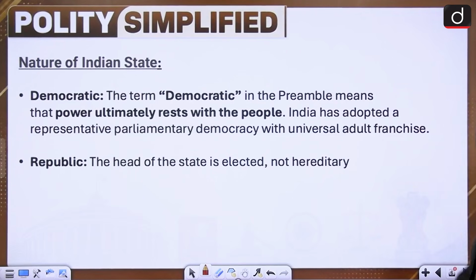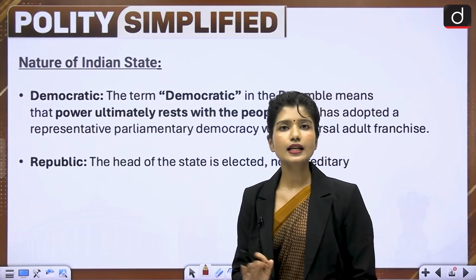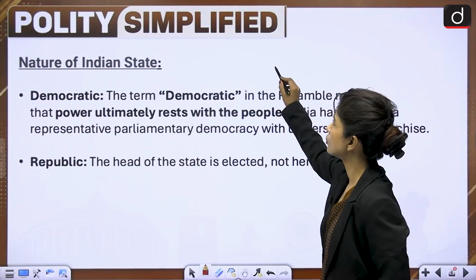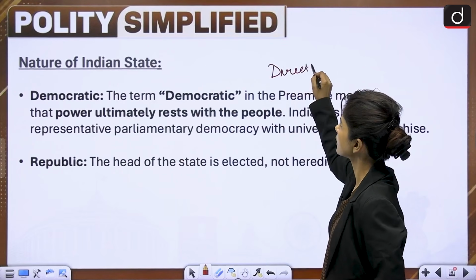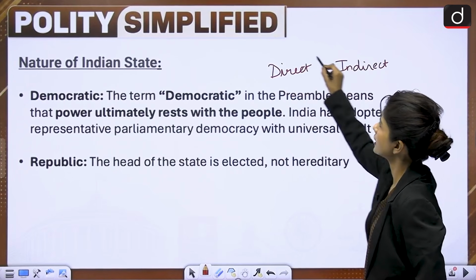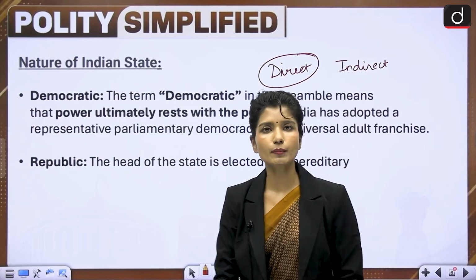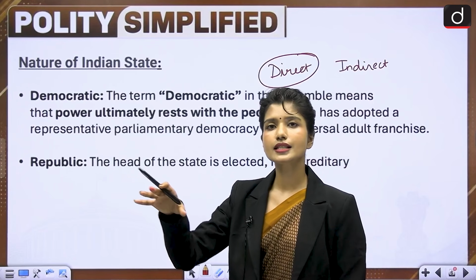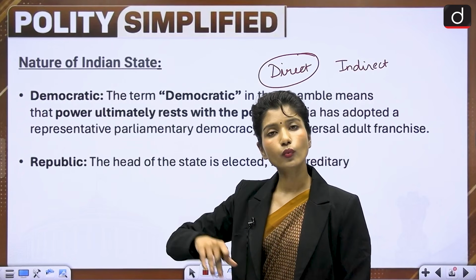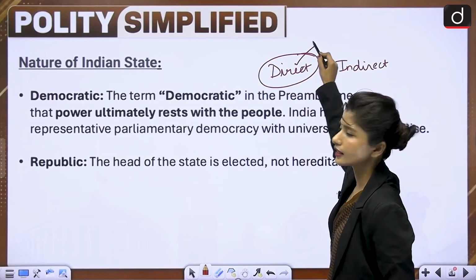Next is democratic. Now the word democratic means that power ultimately lies with people. We already know that. In India, we have indirect democracy. Democracy can be of two types, direct democracy and indirect democracy. In a direct democracy, people directly participate in the decision making. For example, if a decision has to be made whether this territory should be a part of this country or not, all the people will vote on that matter and then the decision will be taken. That is the example of direct democracy.